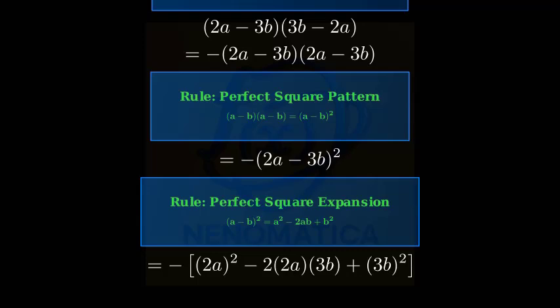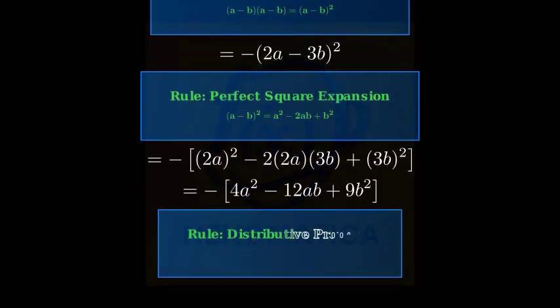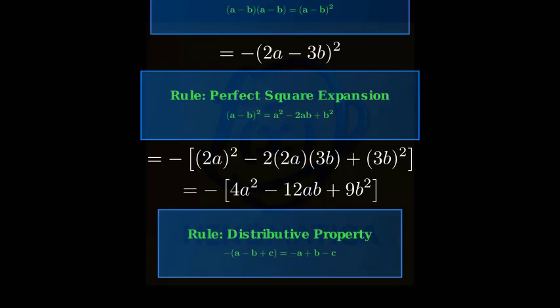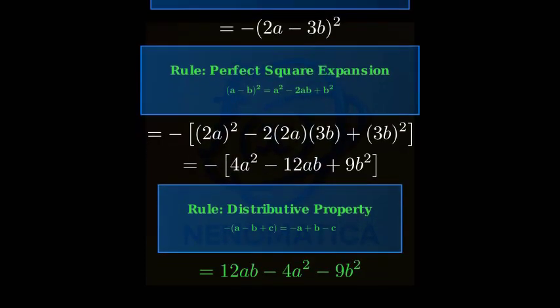Let's simplify each term inside the brackets. The first term is (2a) squared, which equals 4a squared. The middle term is negative 2 times 2a times 3b, which equals negative 12ab. The last term is (3b) squared, which equals 9b squared. Finally, we distribute the negative sign to all terms inside the brackets. This gives us negative 4a squared plus 12ab minus 9b squared.